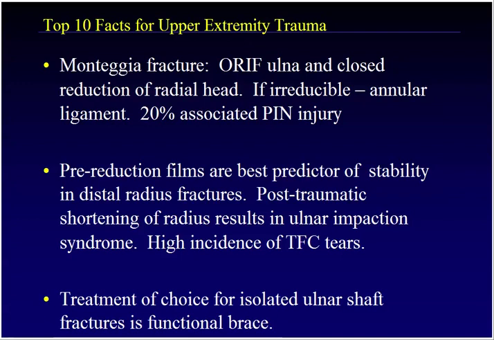The treatment of choice for an isolated ulnar shaft fracture with appropriate alignment, less than 50% of displacement, less than 10 degrees of angulation, is a functional cast brace. Now, that concludes the upper extremity section.